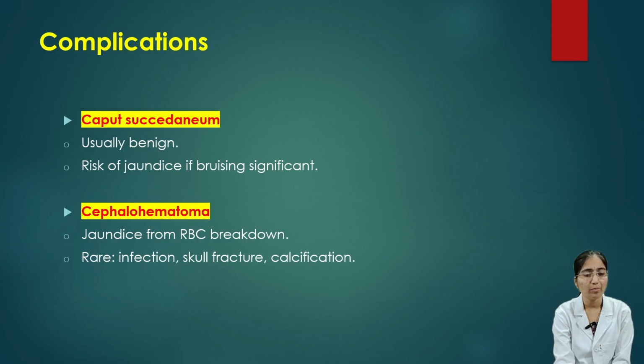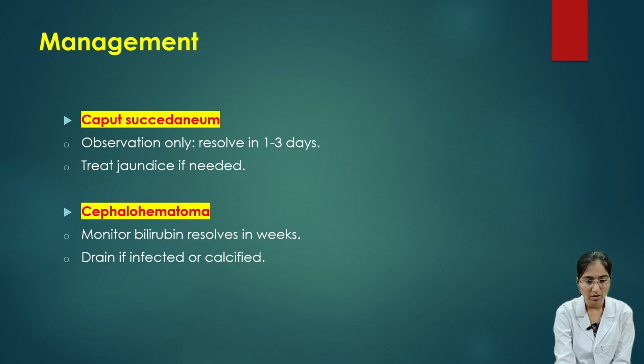Next, we'll see the complications. Caput Succedaneum is usually benign, with risk of jaundice if bruising is significant. And then comes cephalohematoma. Jaundice from RBC breakdown, and in rare cases we can see infection, skull fracture and calcification. These are the complications.